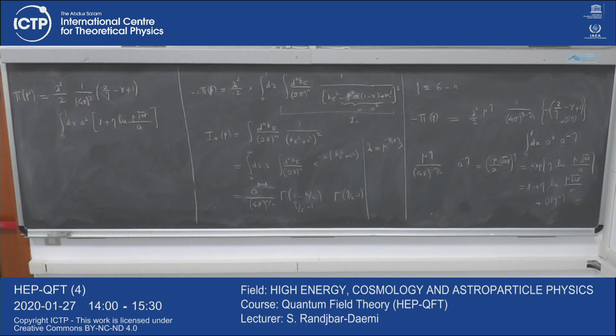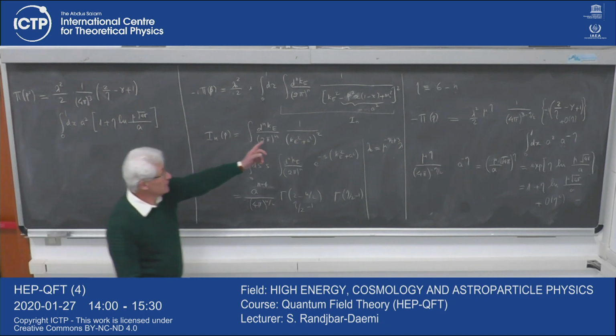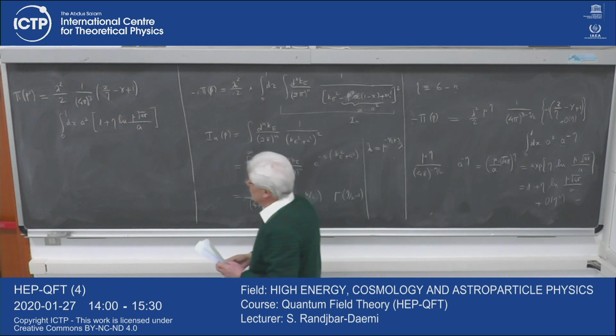That's the result of our calculation. You have to remember that this A is a function of p squared. A is defined here, and you see that it's a function of p squared. Okay?